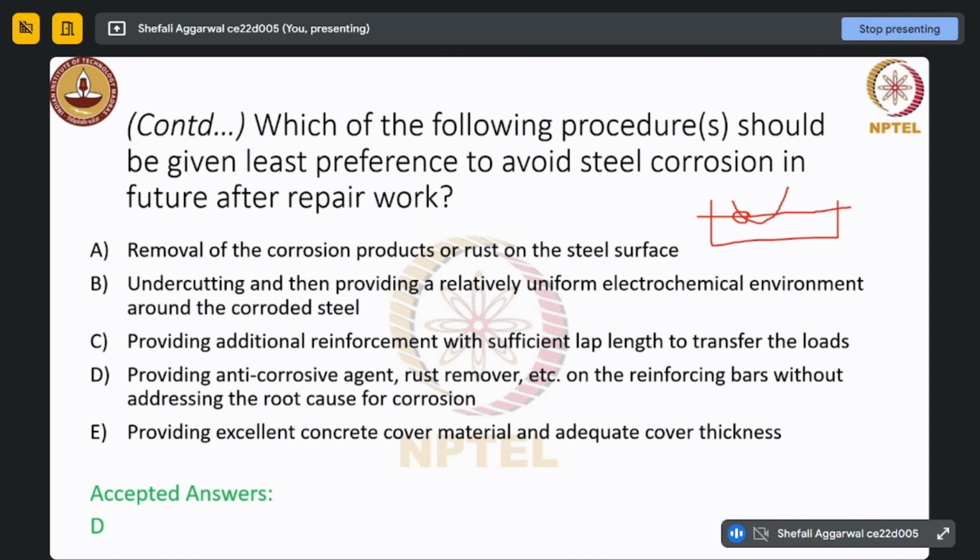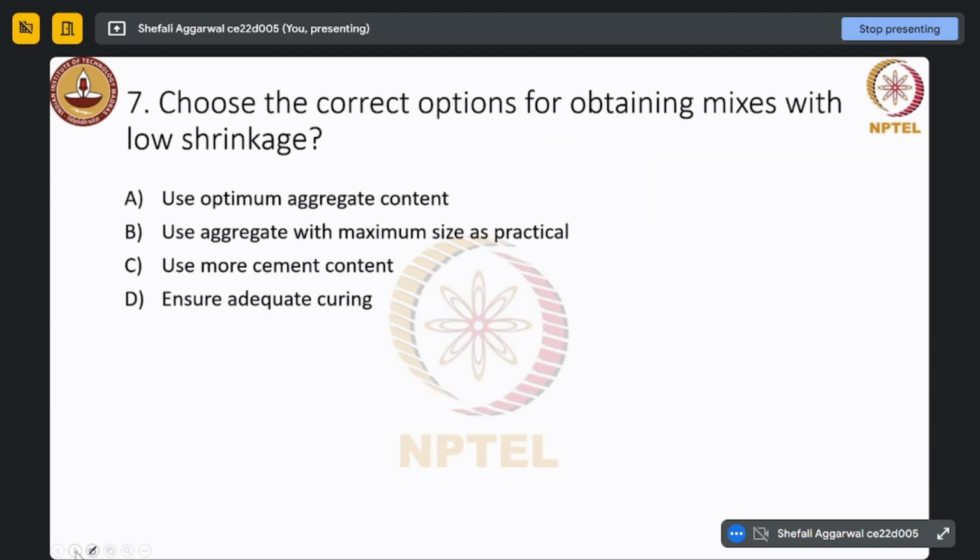So if we provide anti-corrosive agent or rust remover on this part of the rebar without even checking the root cause, we are again putting the rebar in two different types of environments. This kind of case can be severe for our rebar when we see the corrosion. Is it clear to everyone? Yes, ma'am. Okay, next question. Choose the correct option for obtaining mixes with low shrinkage: using optimum aggregate content, using aggregate with maximum size as practical, using more cement content, or ensuring adequate curing.